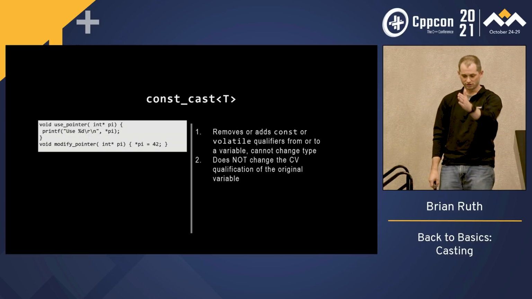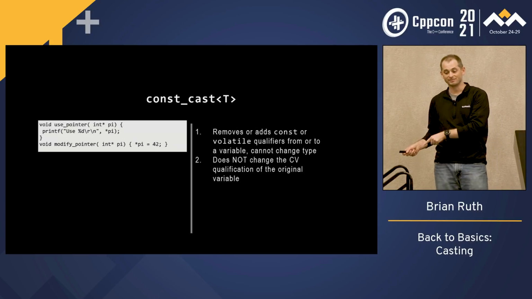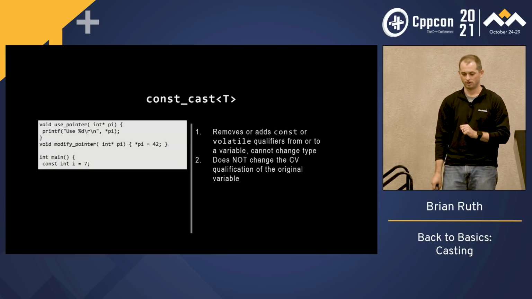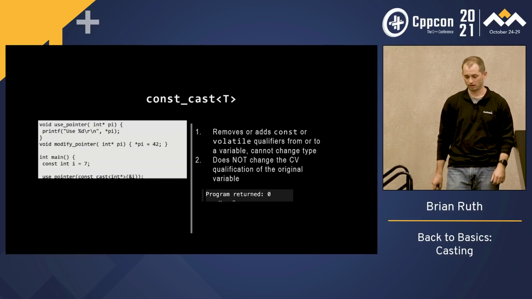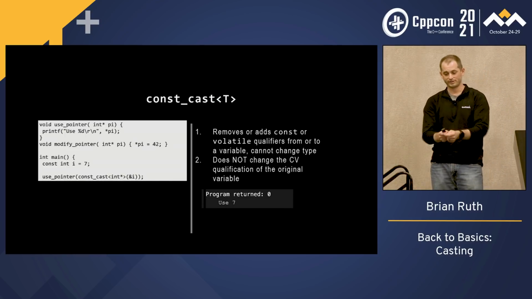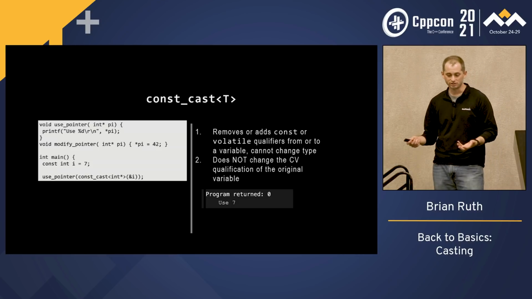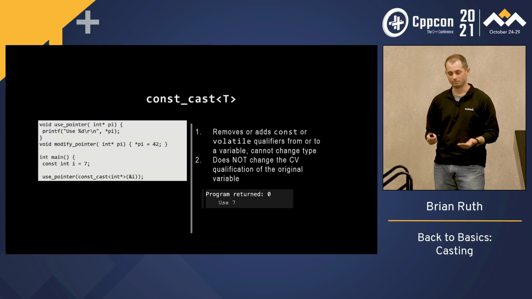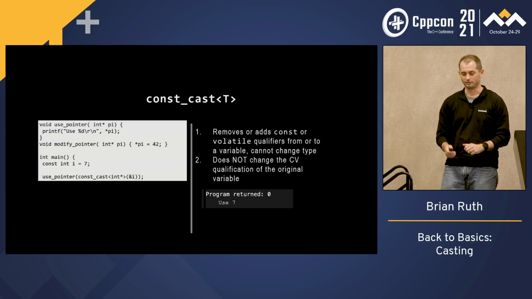So here we've got a function that takes an int pointer, but it just uses it, doesn't change anything. We've got a second function that takes an int pointer, but it modifies it. And in our main, we've got our const int i equals 7. So when we go to use that pointer, basically, the use pointer function is just not const correct. It doesn't do any modification, so we can safely cast away that const from the int because it's not going to be modified. And it's going to do what you would expect it to do.